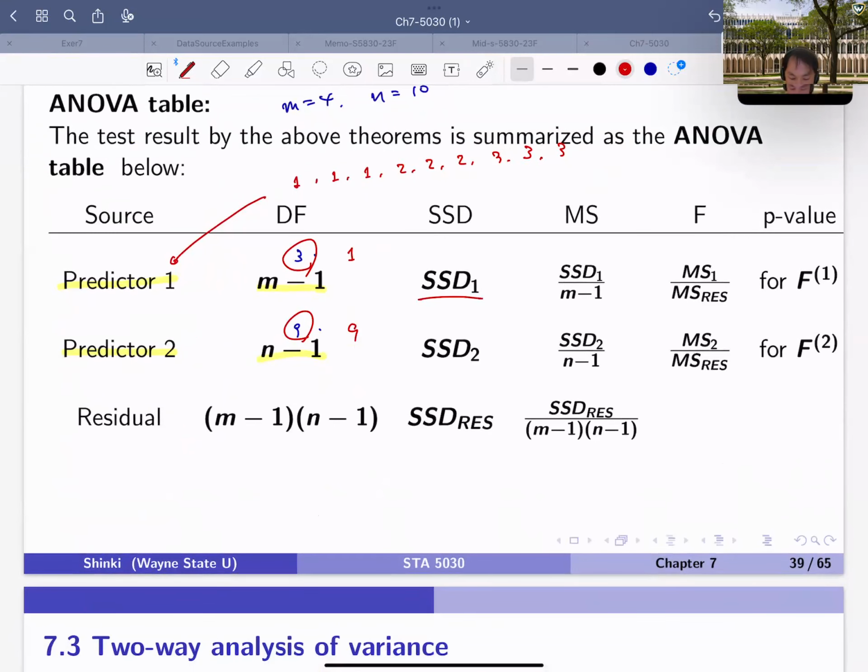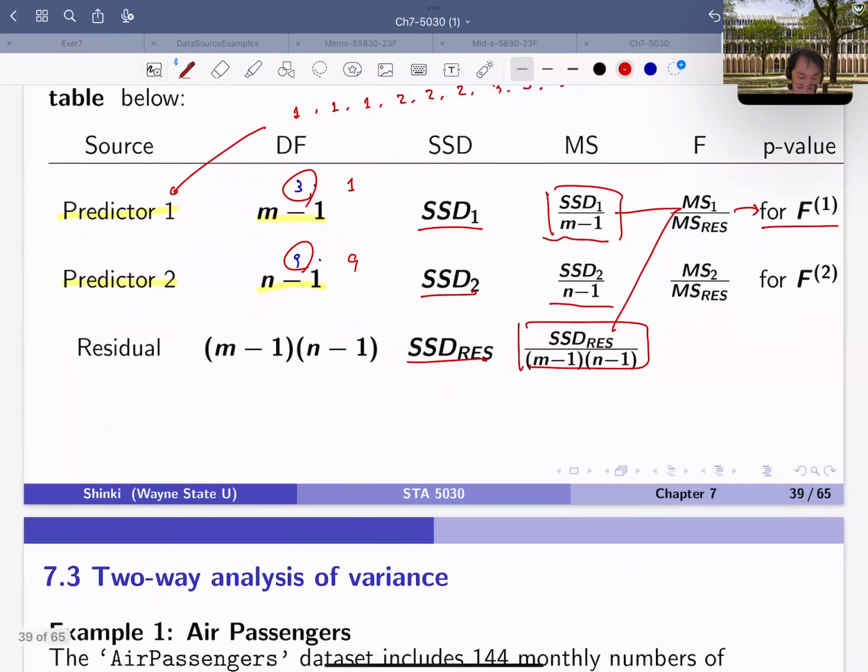Then SSD1, SSD2, and SSD residual are calculated based on the formula in the previous slide. We divide these by the degrees of freedom to get the MS, the mean squared deviation. Then we compare these to get the F value, and based on the PF function we can calculate the p-value. The same applies for predictor 2.